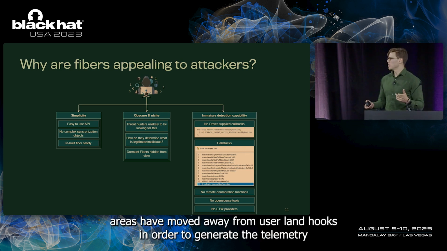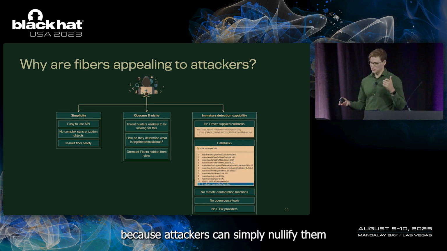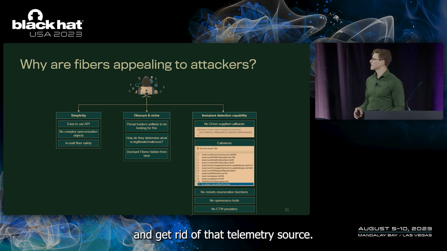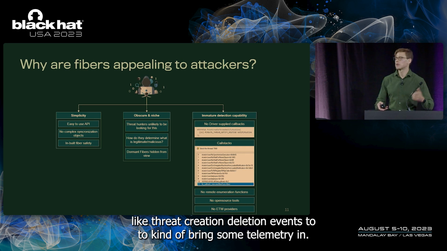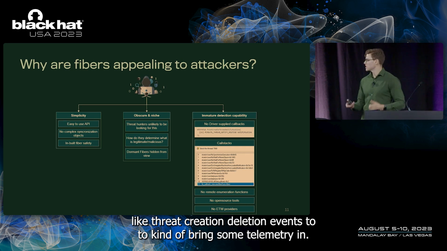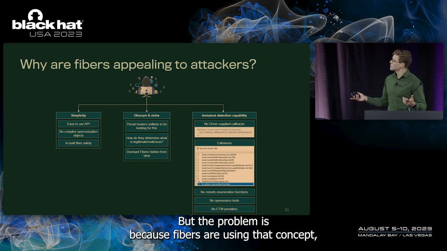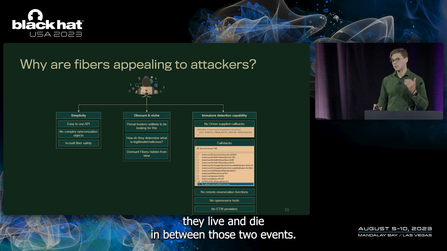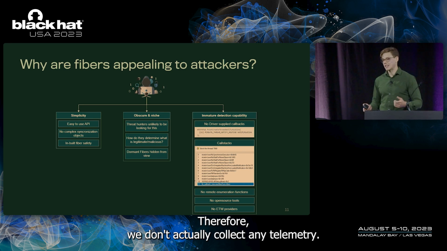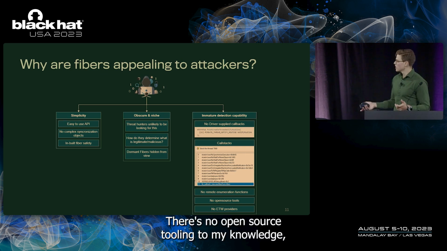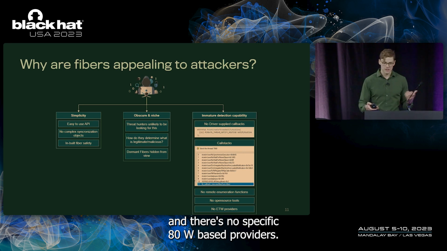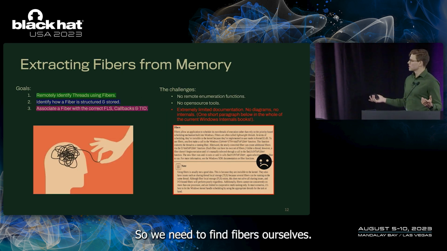So a lot of EDRs have moved away from user-land hooks in order to generate the telemetry because attackers can simply nullify them and get rid of that telemetry source. So instead, to add a bit more robustness, they might use thread creation and deletion events to bring some telemetry in. But the problem is, because fibers are a user mode concept, they live and die in between those two events. Therefore, we don't actually collect any telemetry. And then on top of that, there's no remote enumeration functions in the API. There's no open source tooling, to my knowledge, and there's no specific ETW-based providers. So we need to find fibers ourselves.